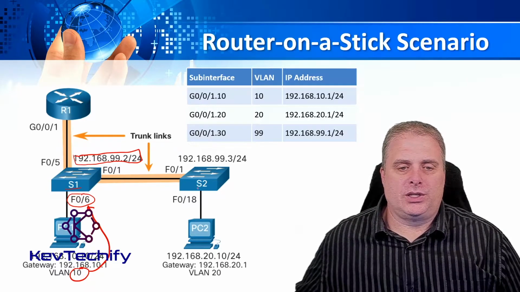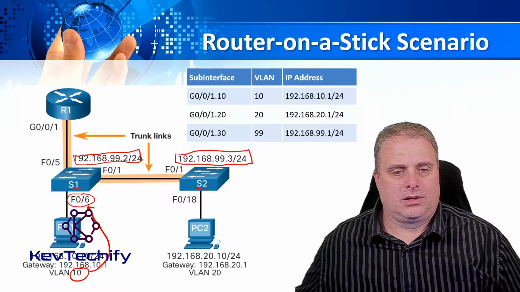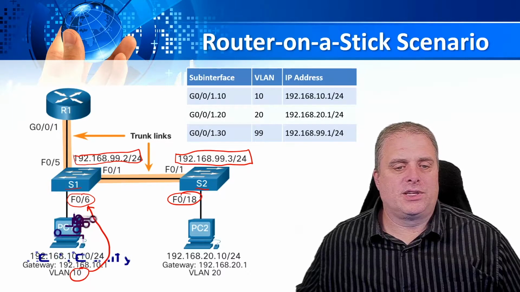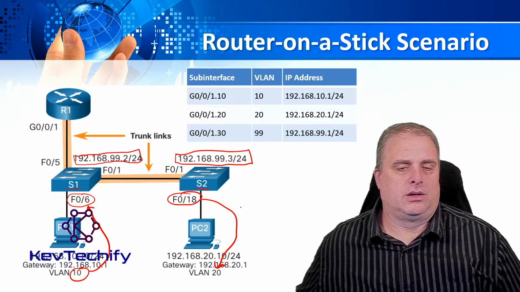Coming over here to switch 2, we'll go ahead, create our VLANs, then we'll set up our management. Then we'll say, okay, this is an access port, F0/18, and then we assign it to VLAN 20.